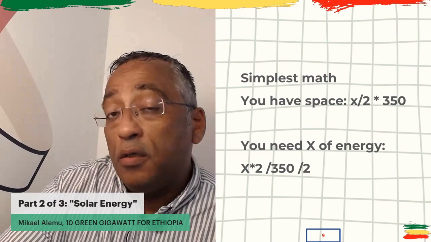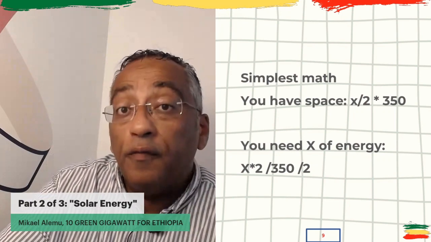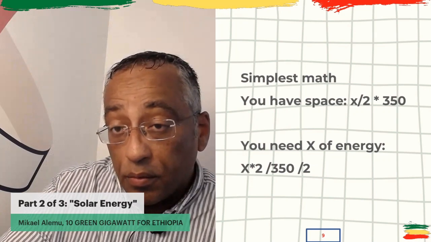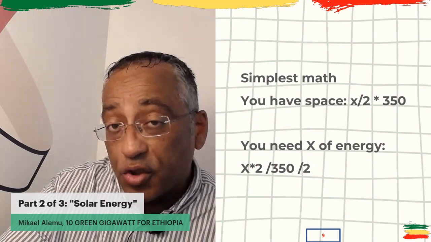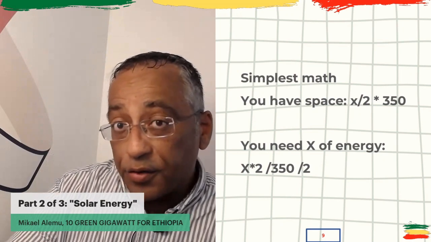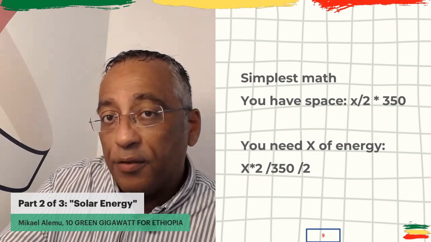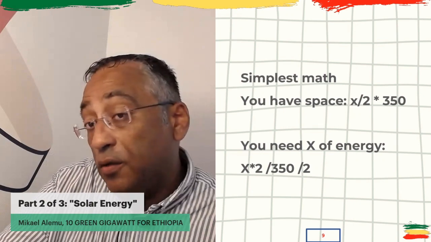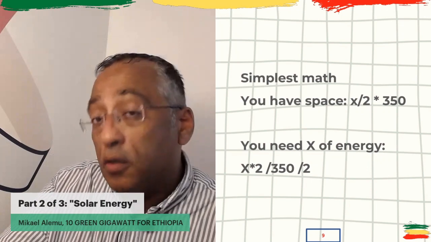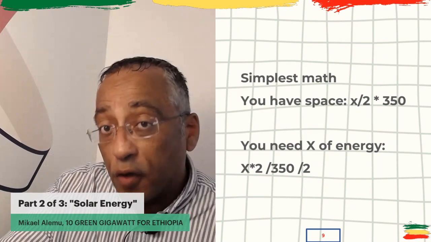Yeah, you just take how many square meters you have divided by 2, and then you have how many solar panels, because one solar panel is 2 square meters, so just divide by 2, you see how many panels you can put on, and then multiply by say 350, and you'll see how many watts of power you can get from your land.